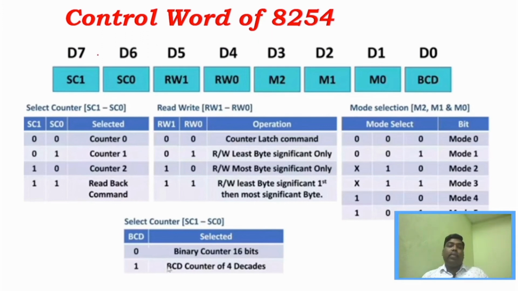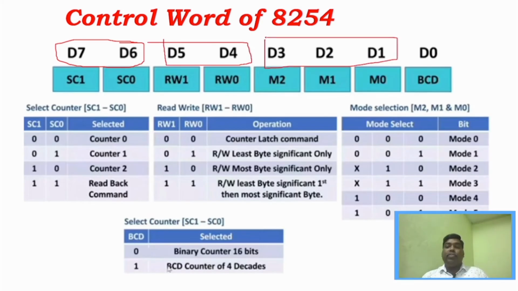Now I'll explain this D7 and D6 bits. This will tell you which counter is getting selected, right? And these bits D4 and D5 tell you about the read write operation. And these three, D1, D2, D3, tell you which mode the counter is going to work in. And D0 tells you how the selected counter is going to take the value, either in BCD form or in binary form. I already explained that the delay value which you are going to generate will be fed as the count value. It can be of BCD form or binary form, right?